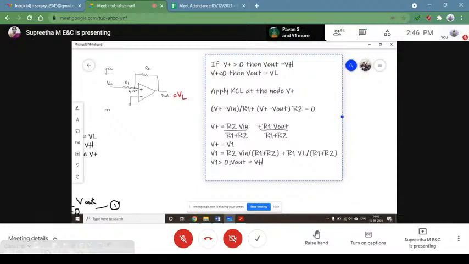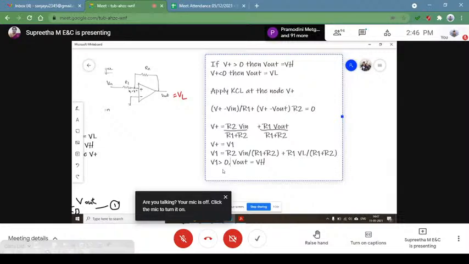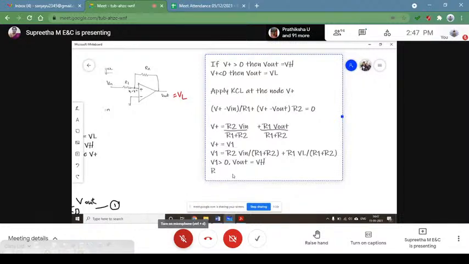When V1 is greater than 0, we said V out is equal to VH. So if I assume this, can I bring any one of the terms to the other side? So now can I say R2 into Vin divided by R1 plus R2 is greater than minus of VL into R1 divided by R1 plus R2.